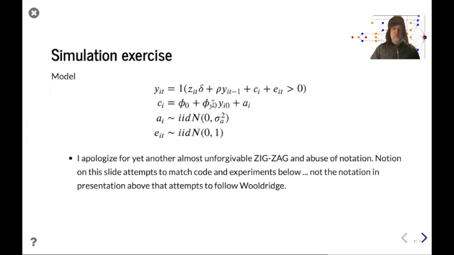If this is positive, then you have a correlation between c_i and y_i0. And if this parameter down here is positive, then you have unobserved heterogeneity.